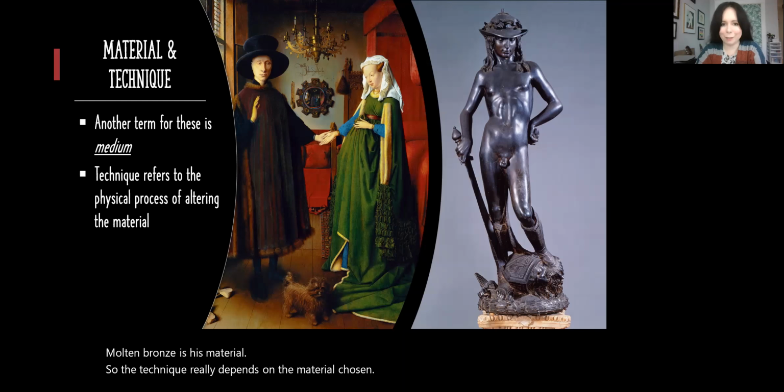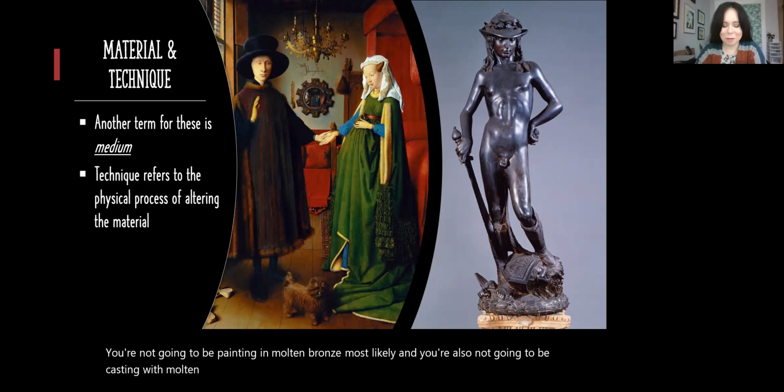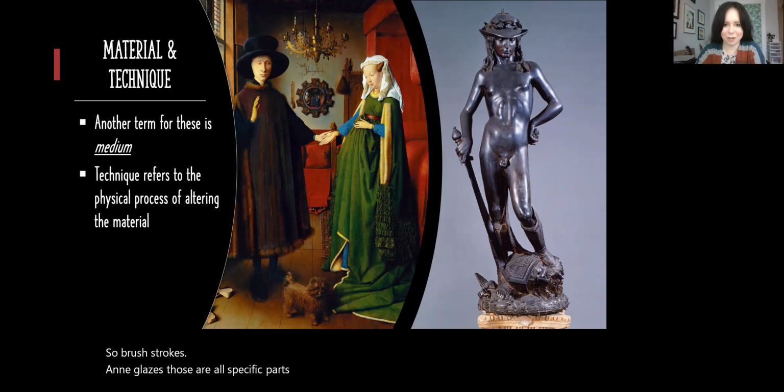You're not going to be painting in molten bronze, most likely, and you're also not going to be casting with molten oil paint. So brush strokes and glazes, those are all specific parts of the painting technique at use here. Hollow cast molds, lost wax technique, all of that is specific to the creation of a bronze sculpture on the right.